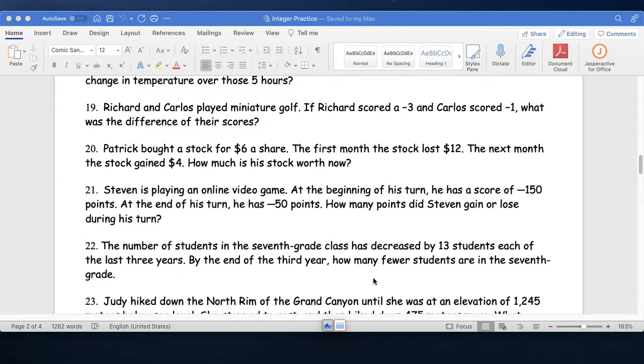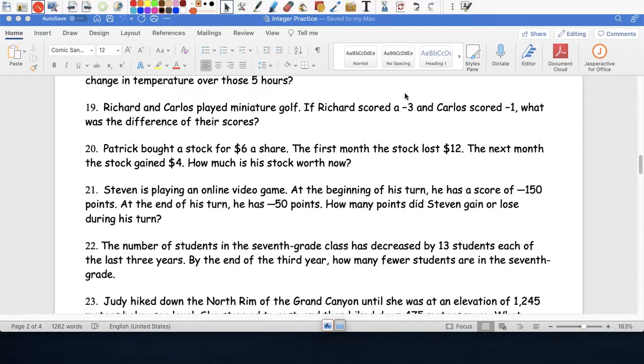19. They played miniature golf again. Richard scored negative 3, Carl scored negative 1. What was the difference in their scores? What was the change in their scores as well? Number line for this one. Here's 0, negative 1, negative 2, negative 3. Here's Richard. That's his score right now. And here's Carl at negative 1. What was the difference in their scores? Well, the difference was 2 points. Right? 1, 2.